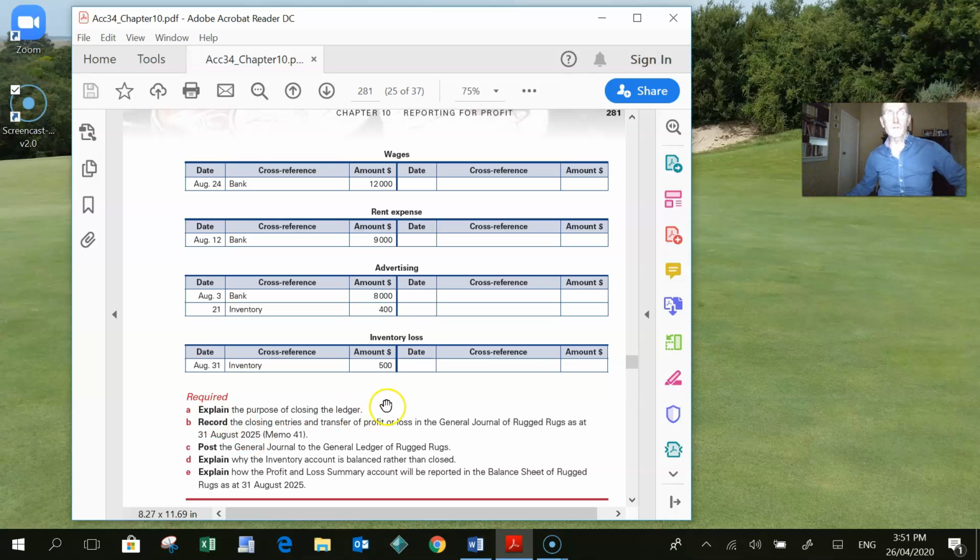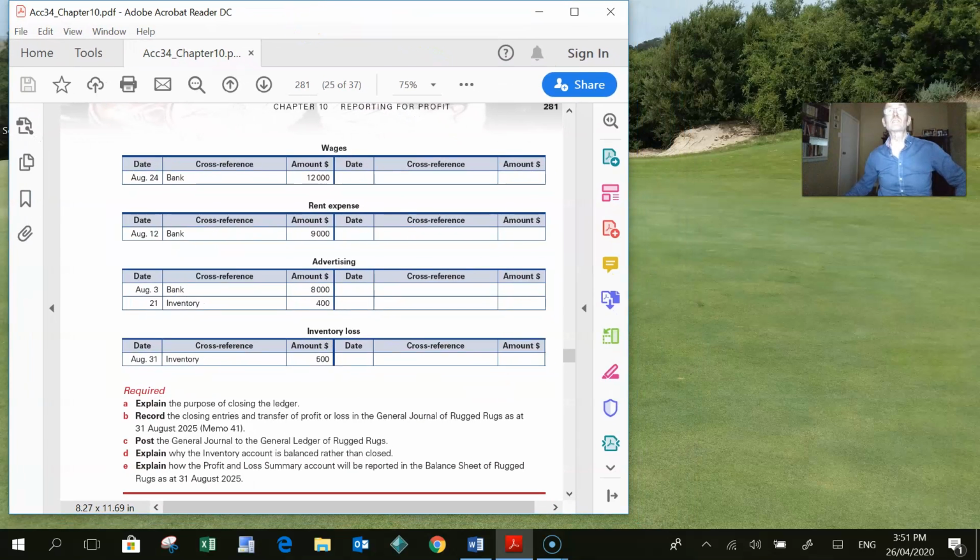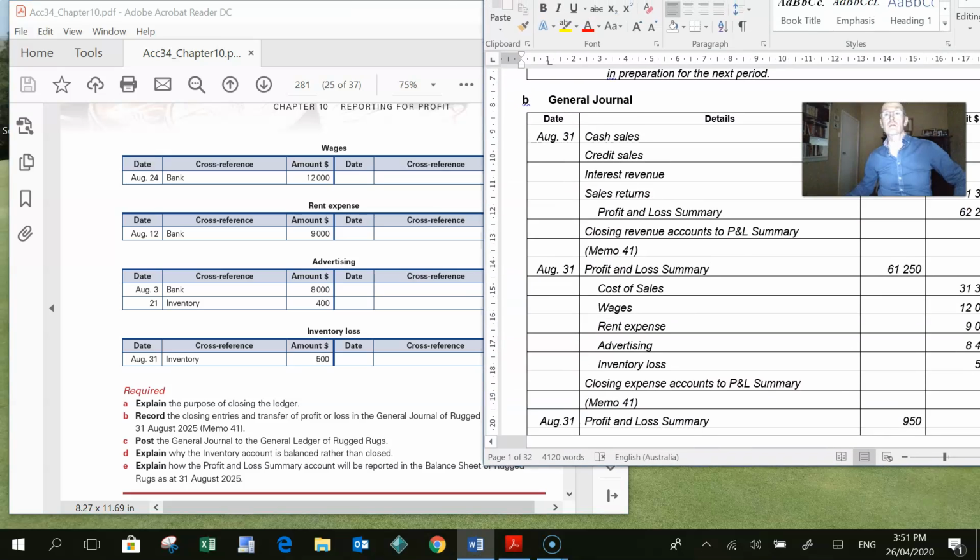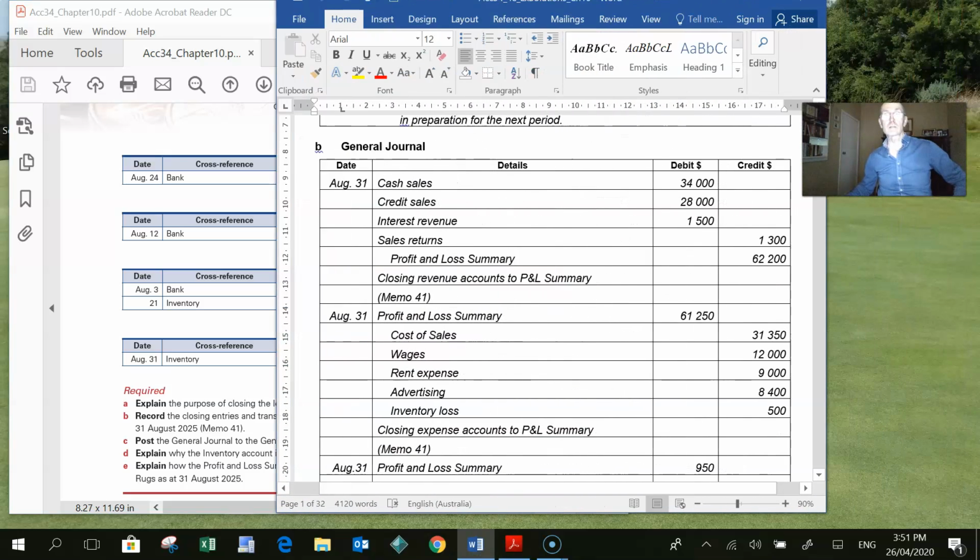So explain the purpose of closing the ledger. So hopefully that's starting to resonate with you. Two reasons. One, calculate profit. Two, reset all the revenue and expense accounts back to zero in readiness for the next reporting period. Right, so we go ahead and record those closing entries, and it should look like this.